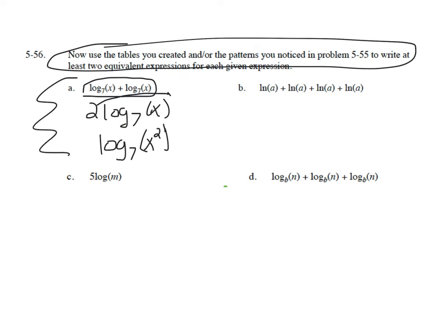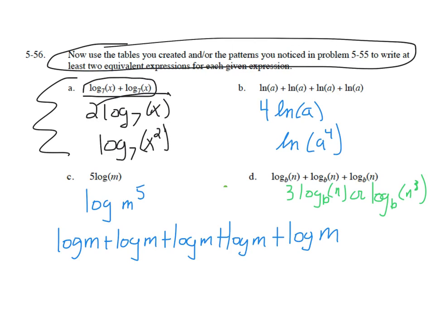Using this as an example, pause this and complete B, C, and D, and then come back and check your answers. Okay, welcome back. You can check your work. Let's talk about C first. In part C, we have 5 times the log of m. You can pull that 5 up as an exponent, so now you have the log of m to the 5th power. Now that 5 log of m can also be thought of as 5 log m's that I'm adding together: log of m plus log of m plus log of m plus log of m plus the log of m.